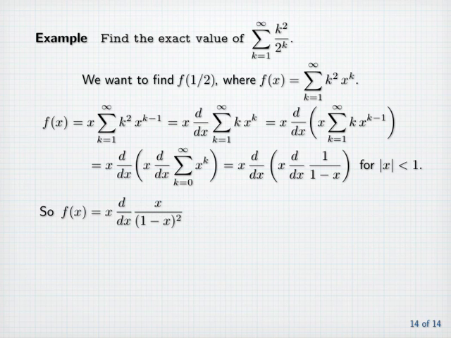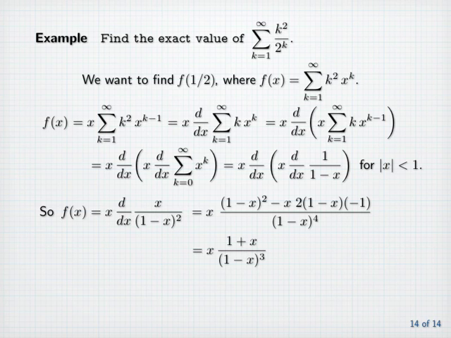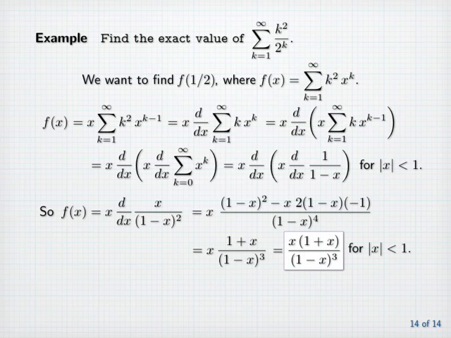And now, using the quotient rule, we have x times the quotient with 1 minus x to the fourth in the denominator, and numerator equal to 1 times 1 minus x squared minus x times the derivative of 1 minus x squared, which is 2 times 1 minus x times minus 1. Now we can factor a 1 minus x from both terms in the numerator and cancel with a 1 minus x in the denominator, and the remaining factor in the numerator turns out to simplify to 1 plus x. So we have f of x equal to x times 1 plus x divided by 1 minus x cubed for absolute value of x less than 1.